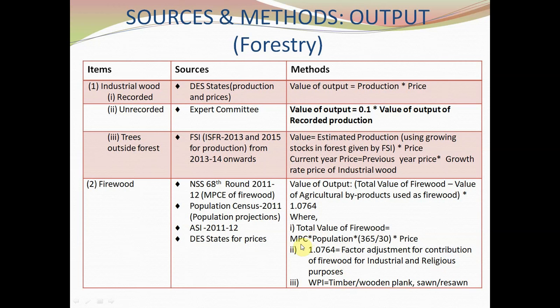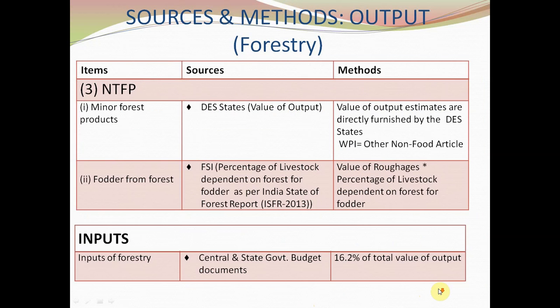And total value of firewood is calculated as monthly per capita consumption into population multiplied by 365 days divided by 30, because this is monthly per capita consumption. So divided by 30, we are calculating per day consumption, and multiply by price. Wholesale price index is used for this calculation, and WPI for timber or wooden plank is taken.